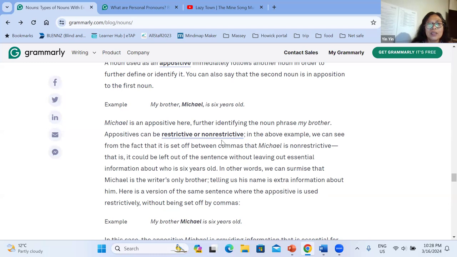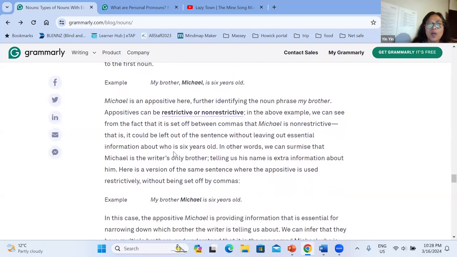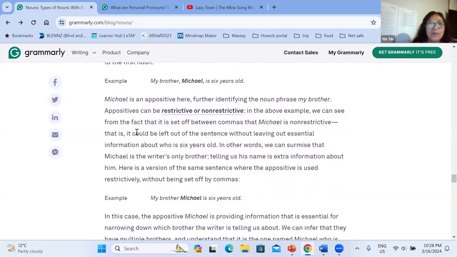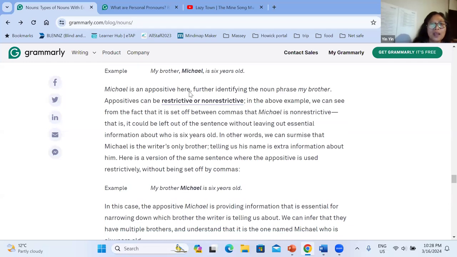An appositive can be restrictive or non-restrictive. As we can see from the fact that it is set off between commas, it could be left out of the sentence without leaving the sentence incomplete.